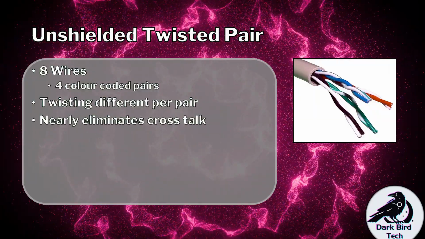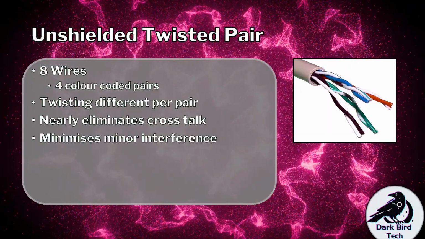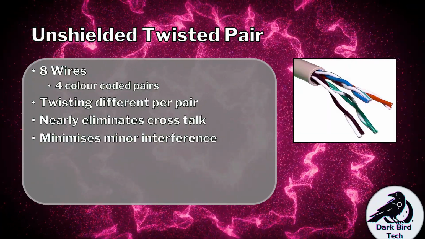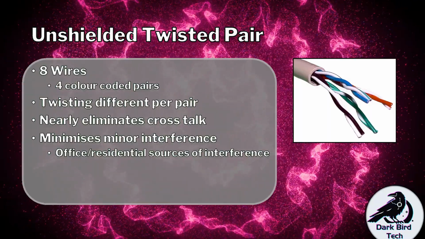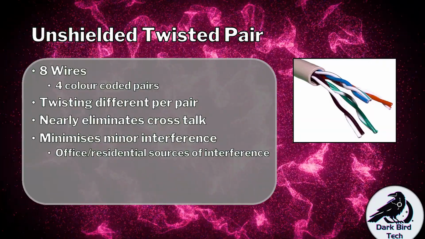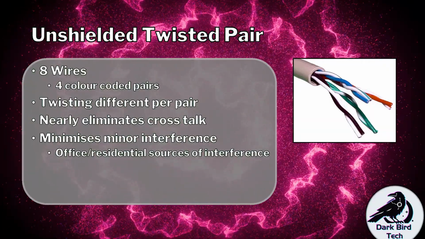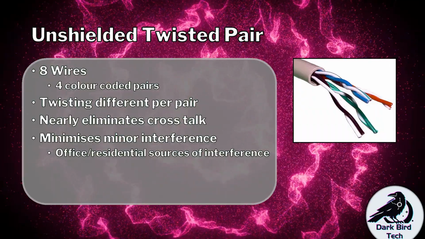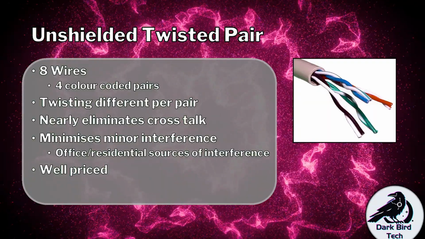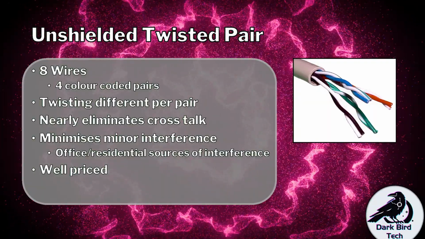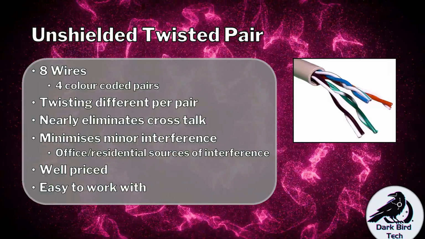The twisting allows us to practically eliminate the crosstalk and is able to ignore minor external interference, making it ideal for office and residential applications, as the type of interference you would get in your average office building or home network is something unshielded twisted pair's twisting is more than adequate to deal with. The pricing is pretty reasonable, but it obviously does go up in price as you go for the higher CAT levels, because the higher CAT levels offer you better performance. And it's relatively easy to work with.